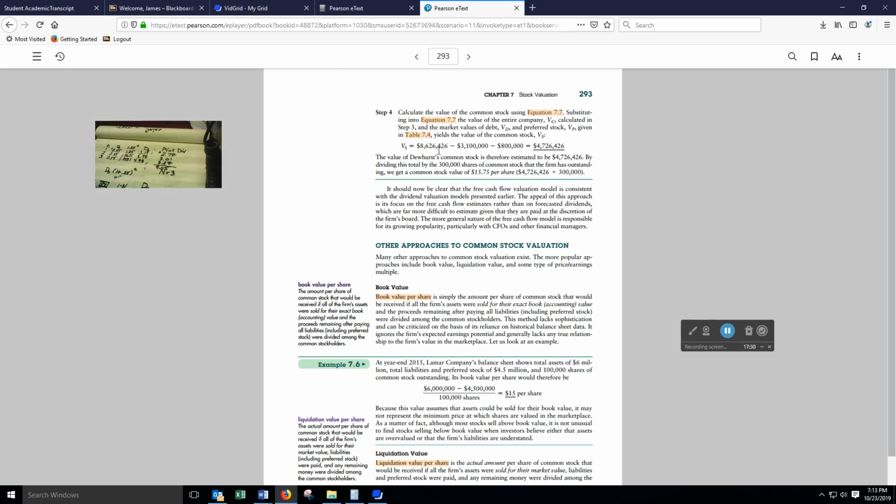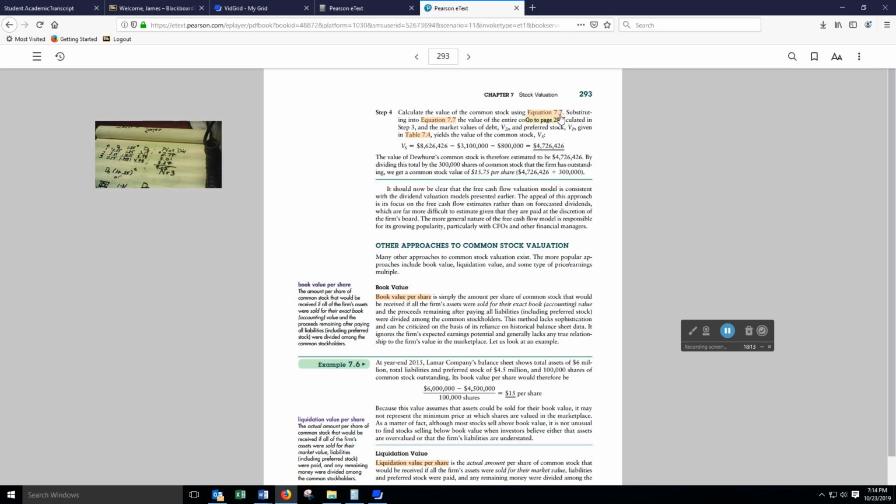One of the other things we want to know is what is the value of each common stock share. To get that, we take the value of all the common stock, $4,726,426, and we divide it by the 300,000 shares of common stock. When we do that, we get a common stock valuation of $15.75 per share. I hope this helps you. The key thing to doing this is remembering the steps.